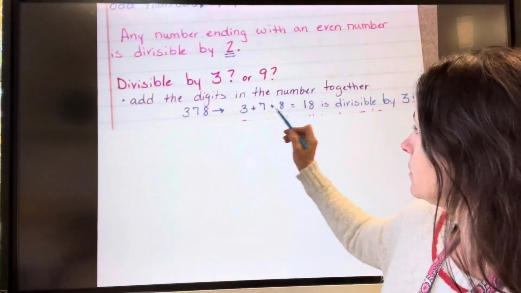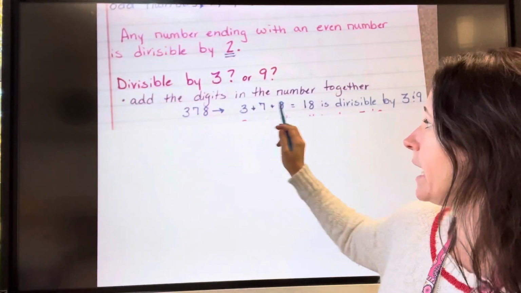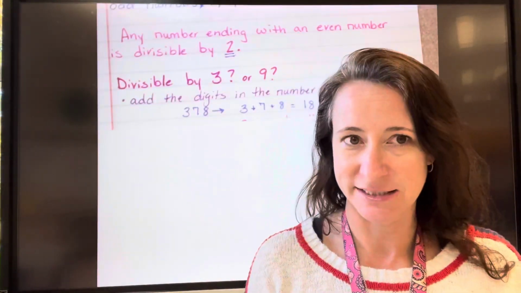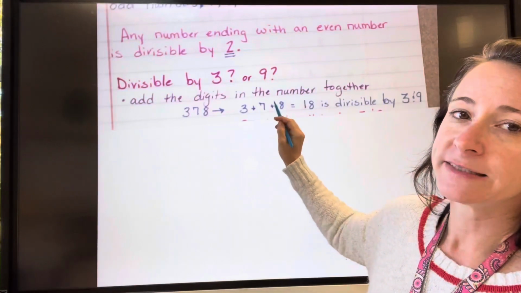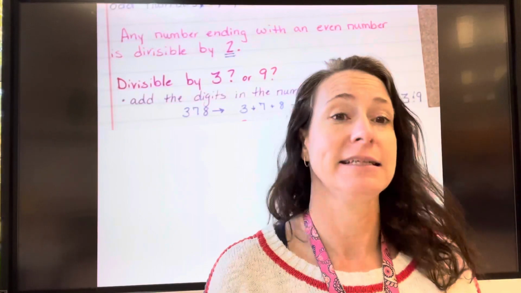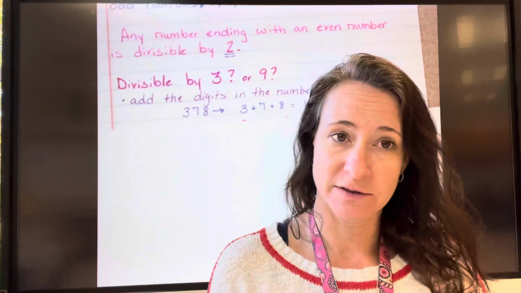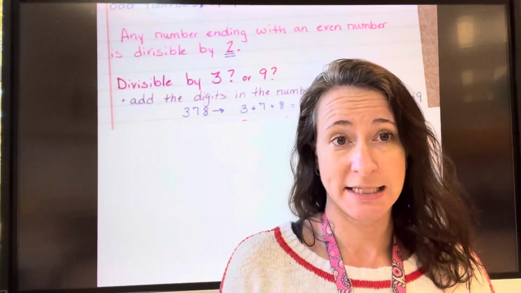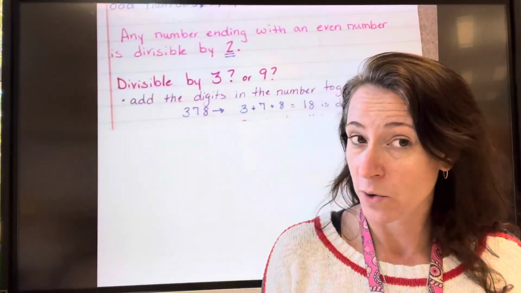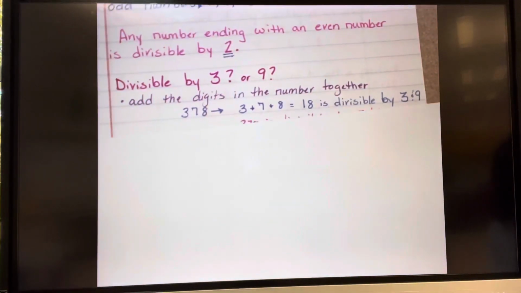Well, you take your digits, your 3 in your hundreds place, your 7 in your tens place, and your 8 in your ones place. You don't add place values, you're adding the digits. So 3 plus 7 plus 8 is 18. Now, we all know 18 is divisible by 3. 18 divided by 3 is 6. 18 is also divisible by 9 because 9 times 2 is 18. Therefore, 378 is divisible by both 3 and 9. So this is an easy check, okay?